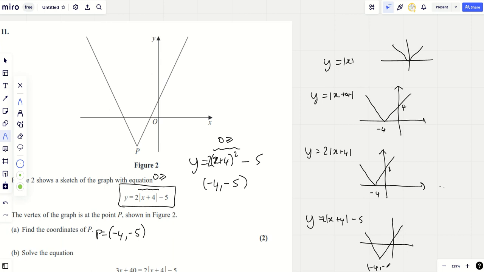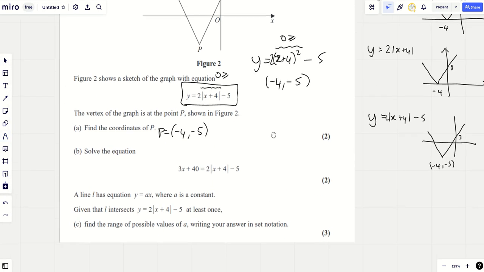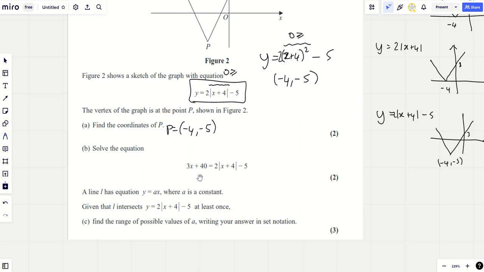That also tells me, by the way, that this must be now at 3. And so there we go. That's the whole graph. I've got a good picture of it now. So that's minus 4, minus 5. Next, we had to solve this equation.